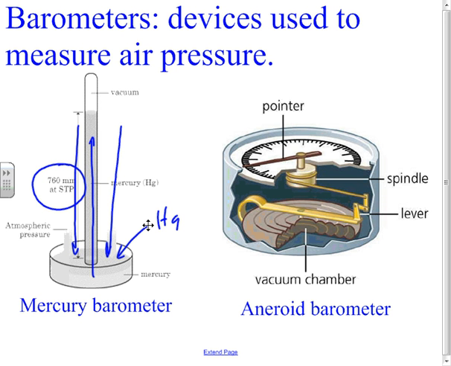The aneroid barometer does not have any mercury. It has a vacuum chamber, and as air pressure increases, that vacuum chamber is going to contract. That is going to cause a dial to spin, reading the barometric pressure. As the air pressure goes down, that vacuum chamber is going to expand outward, again turning a dial, causing it to spin, reading the air pressure. So that vacuum chamber expands and contracts, allowing you to read the particular air pressure.